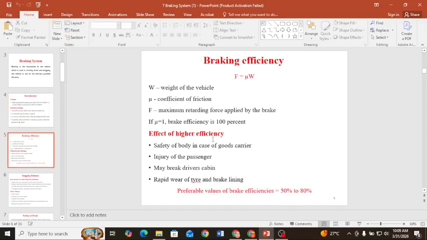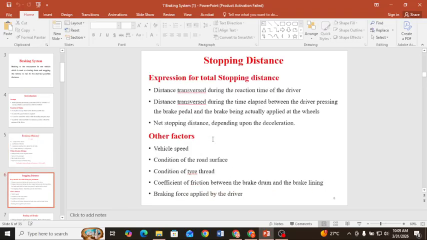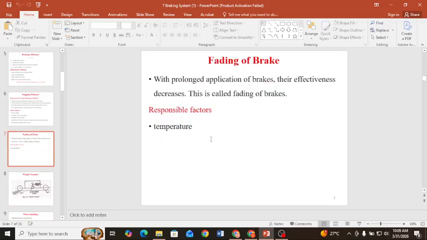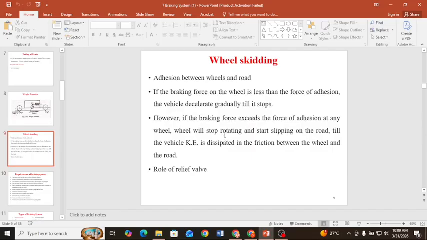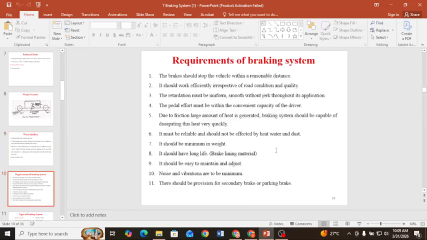In the last lecture, we discussed braking efficiency and also stopping distance. We also considered weight transfer, with the help of the inertia force, the overturning couple and the retarding force on the rear and front axles. Then we discussed wheel skidding, where the wheel stops rotating and starts slipping on the road, and the friction is converted into heat dissipation.